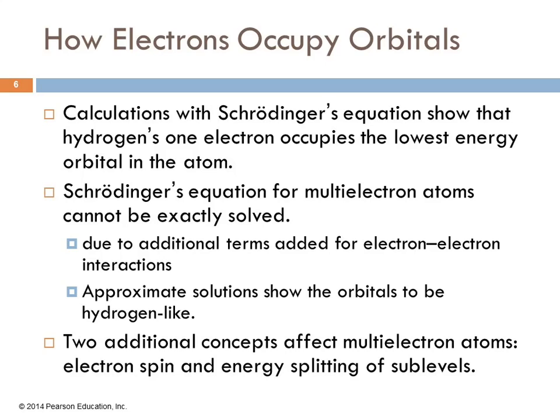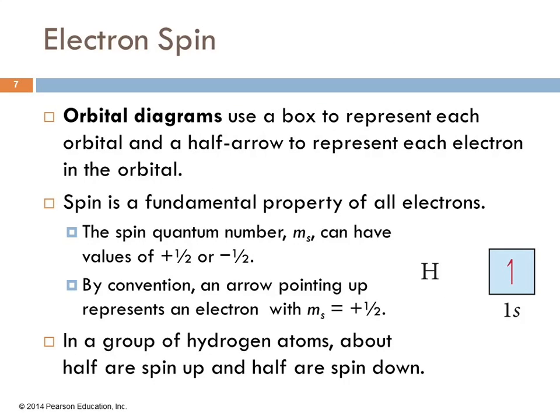The important concept about these multi-electron atoms is that we need to deal with the electron spin, and we also have what's called energy splitting of the sublevels. So orbital diagrams are another way to represent where the electrons are, and this allows us to indicate the spin of the electrons. So for hydrogen, we use boxes in orbital diagrams, and each box represents an orbital. So each box is like a bed in the hotel, and here's a person sleeping in the bed.